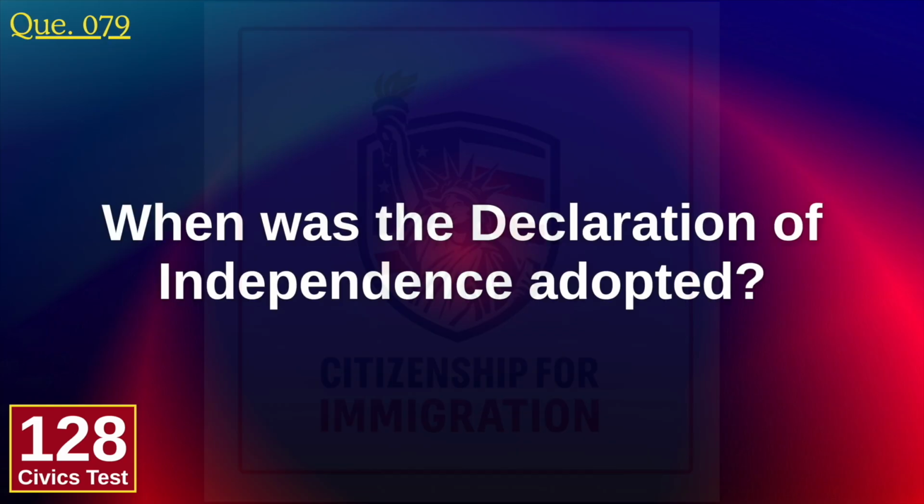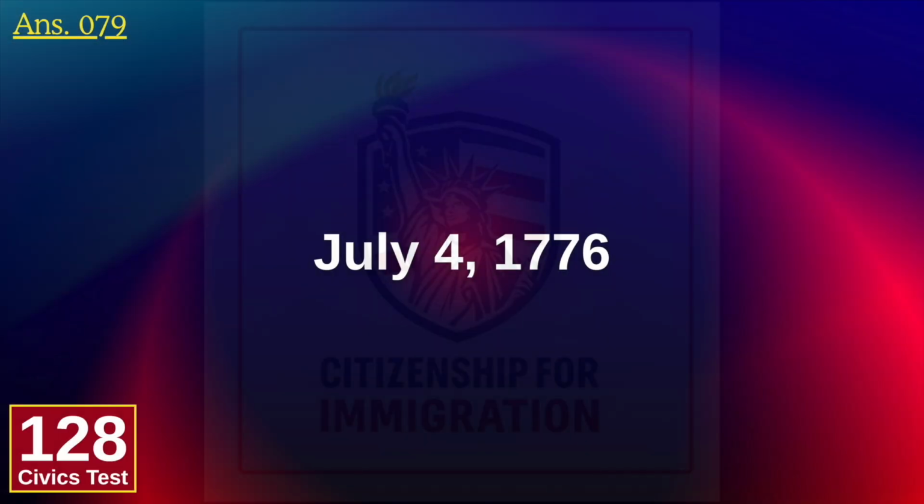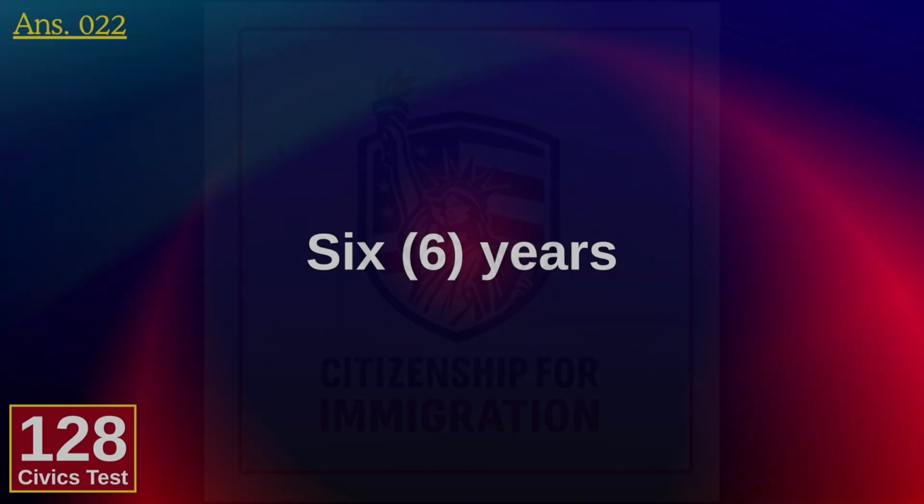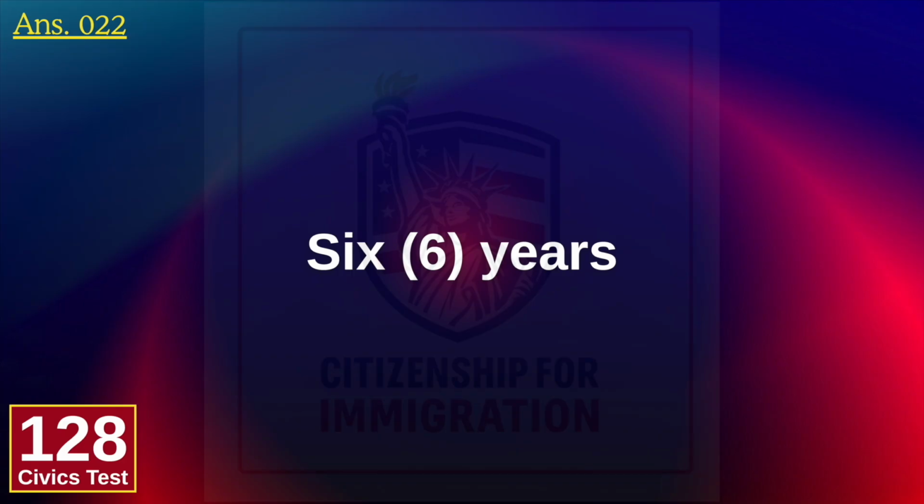When was the Declaration of Independence adopted? July 4th, 1776. How long is a term for a U.S. Senator? 6 years.